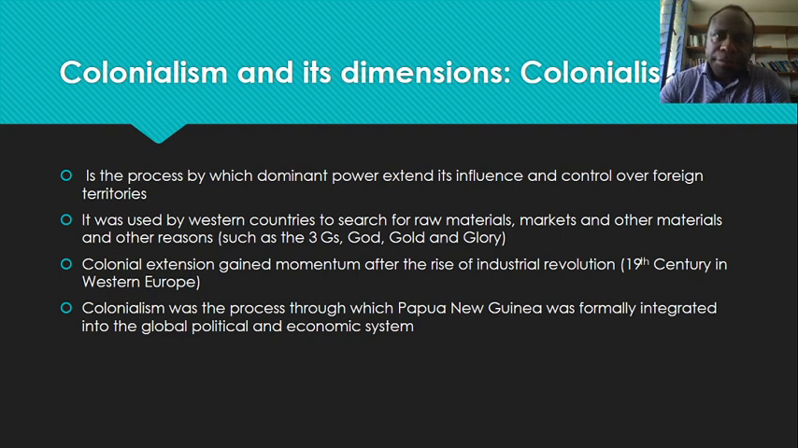Colonial extension gained momentum after the rise of the industrial revolution, as I mentioned. Colonialism was the process through which Papua New Guinea was formally integrated into the global political and economic system. What I'm trying to say here is that colonialism introduced Papua New Guinea into this integrated global and economic system, and it's important because colonialism paved the way for the other two dimensions to come in, the political and economic dimensions.